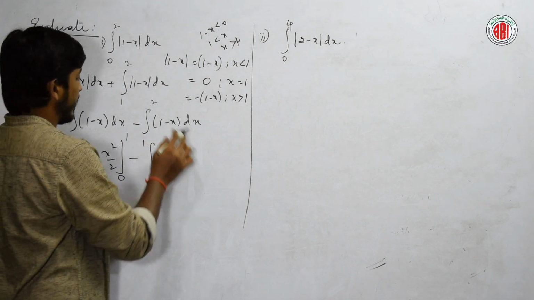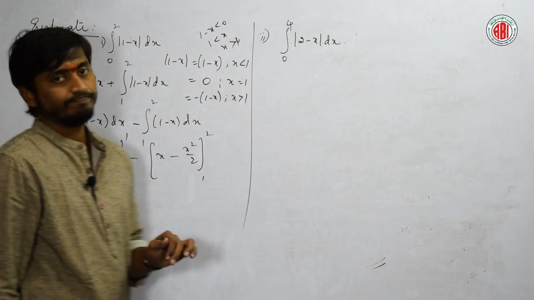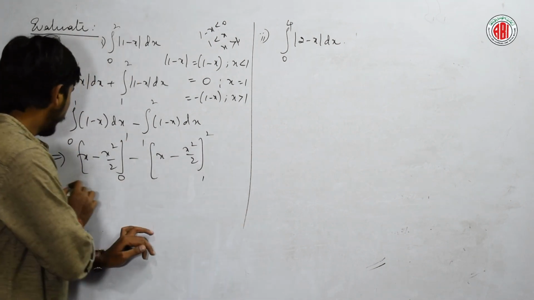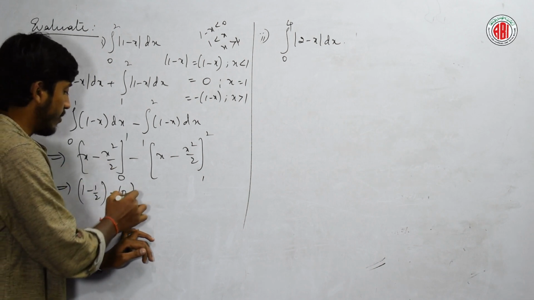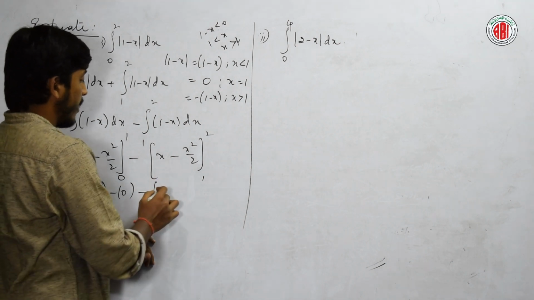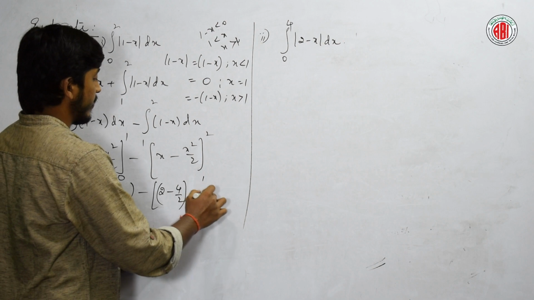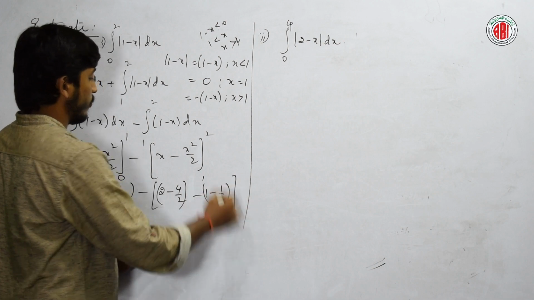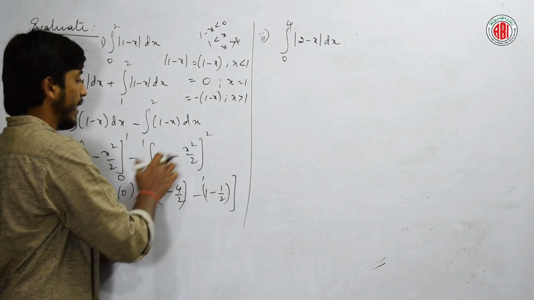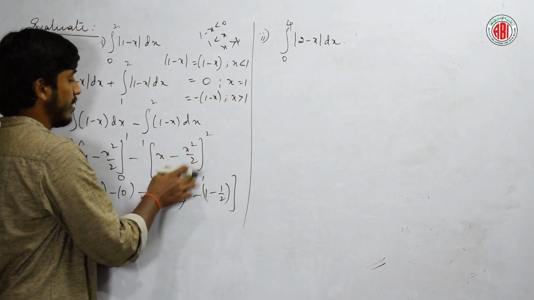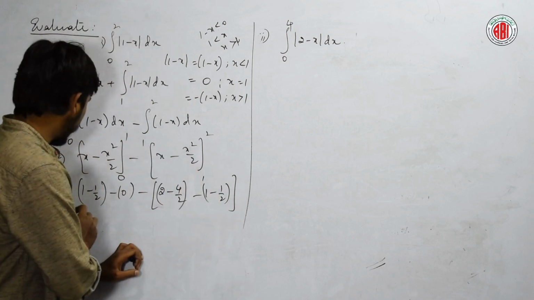Again, the integration of 1 is x, and the integration of x is x square by 2. Substitute it from 1 to 2. Clear? So here, 1 minus 1 by 2 minus 0, however here 2 minus 4 by 2 minus 1 minus 1 by 2. Is it right? Once again see here, 2 minus 2 square is 4 by 2, minus 1 minus 1 by 2. Clear?